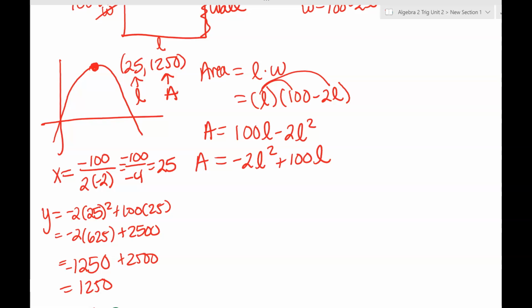That's the maximum value. So returning to the question, it asks what's the greatest area of fencing. That's the A part of the vertex. So the greatest area would be 1,250 feet squared.